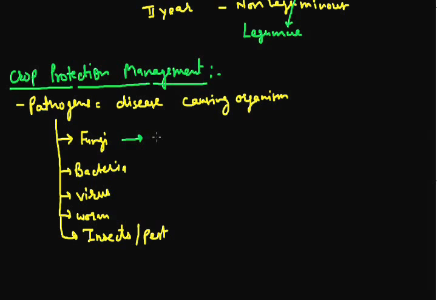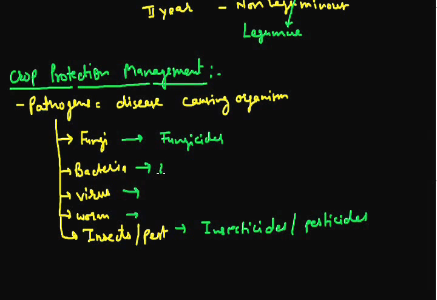Fungi are killed or controlled by fungicides. We use fungicides in the agriculture field to kill the fungi. Bacteria are controlled by chemicals. Viruses are also controlled. Worms are also controlled. Insects or pests are controlled by insecticides or pesticides.